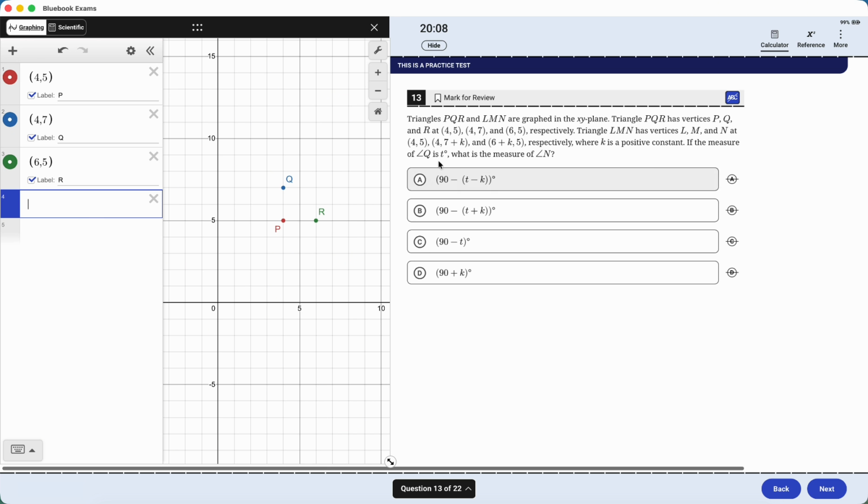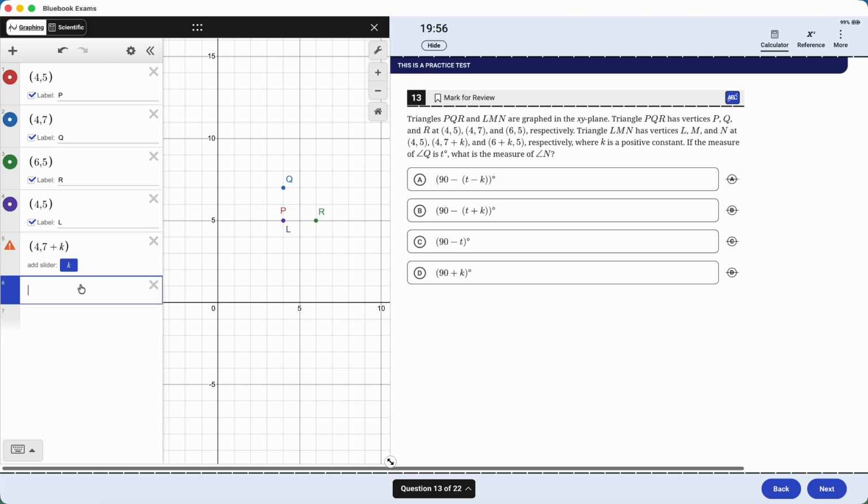Then they tell us L, M, and N, so we can have more points to plug in. 4, 5. That's going to be L. And then it's going to be 4, and then 7 plus K. So it's not going to draw this because it doesn't know what K is yet, so I'm going to just tell it here. Let's make up a number for K again. K is 3.